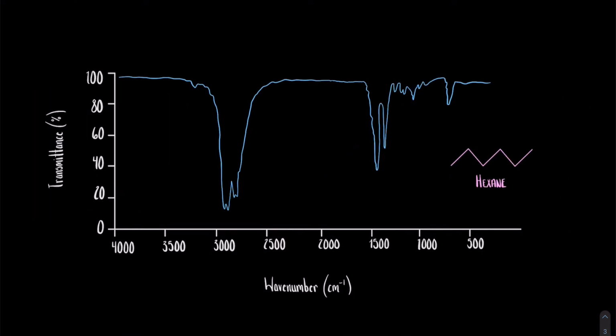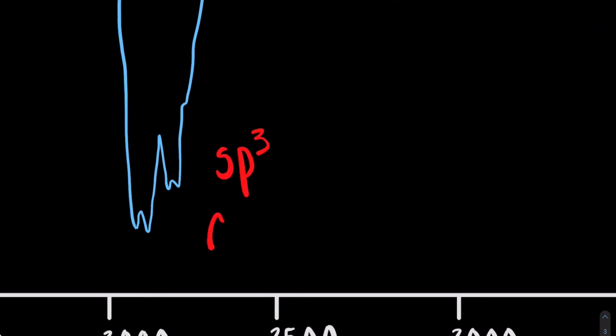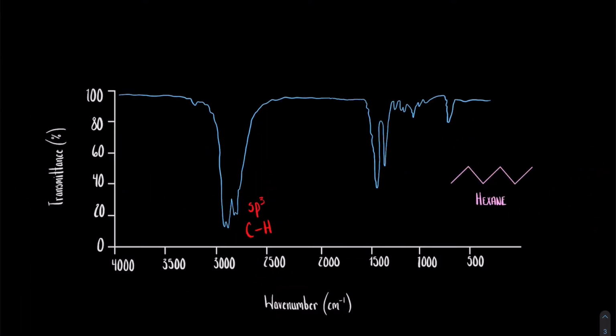Here's a quick example just to test out what we learned. This is a molecule of hexane. As we can see, it's a simple alkane. The sp3 hybridized carbon atoms show up right here, right below 3000, specifically between 2800 and 2960.